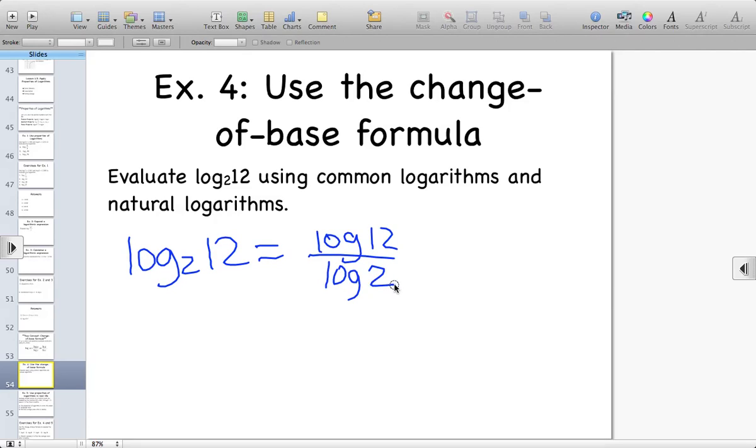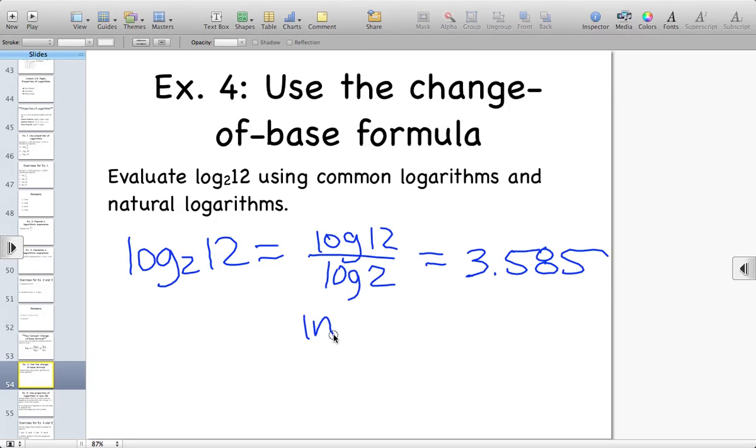Now I usually type this into my calculator just like this. Log, open parentheses, 12, close parentheses, divided by log, open parentheses, 2, close parentheses. That way it's all one step. That way I'm also not having to worry about rounding decimals too soon. Go ahead and round to 3 decimal places. With our logarithmic functions, that tends to be the most popular way.